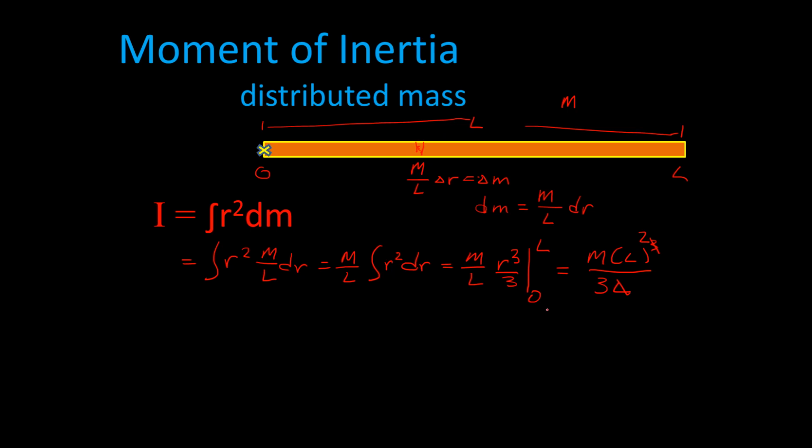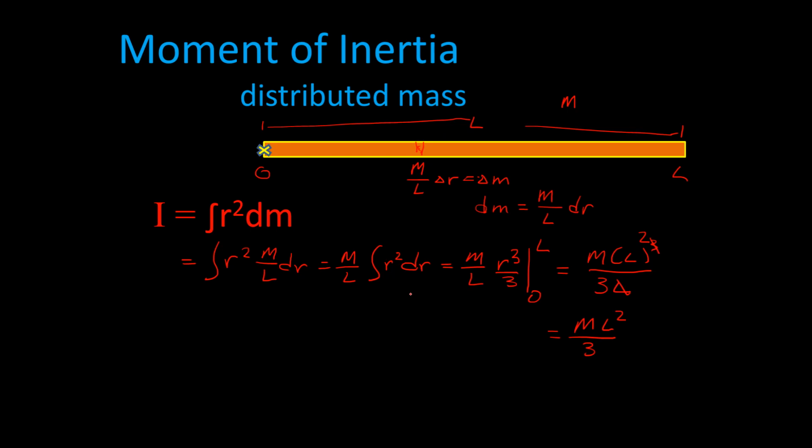That'll cancel. So for a distributed mass, a long slender rod like this, my value becomes ml squared over 3. Let's change this up a little bit. Instead of rotating about one end, we're going to rotate about the middle. It means that much of our mass is closer to that center of rotation. So let's take a look at that.